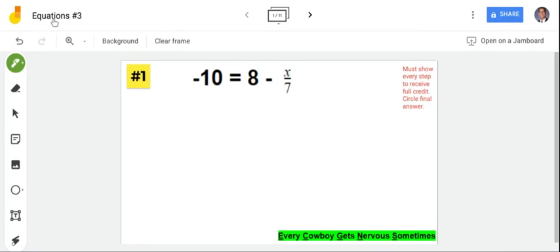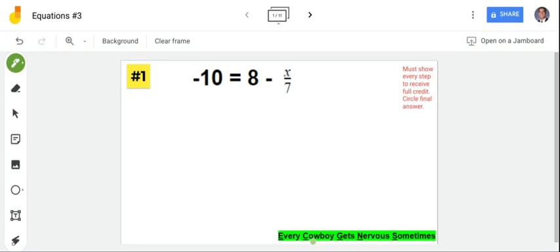Okay, I'm here in equations number 3 Jamboard. I have equation number 1, which says negative 10 equals 8 minus x over 7. First question I ask myself is, do I see parentheses? Because if I do, I need to eliminate them by the distributive property. I don't see parentheses, so I move on to step 2.